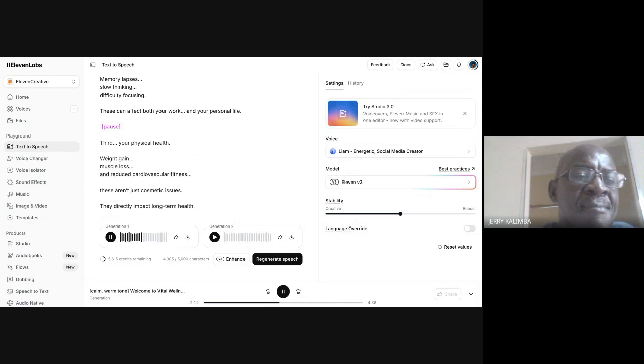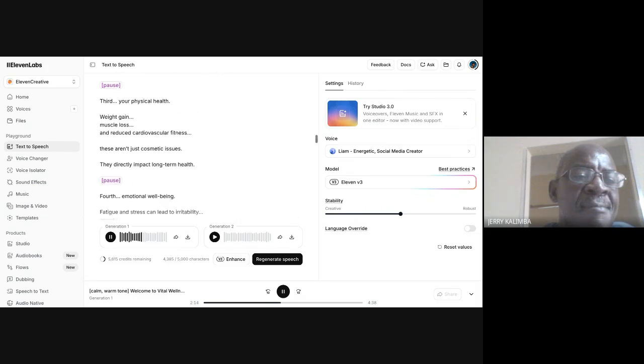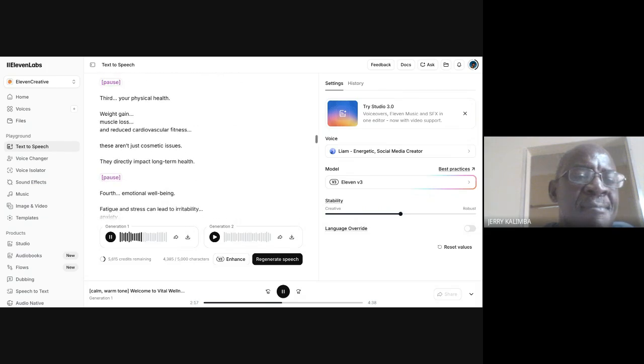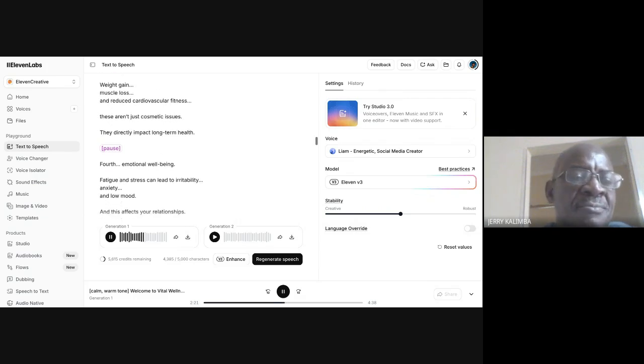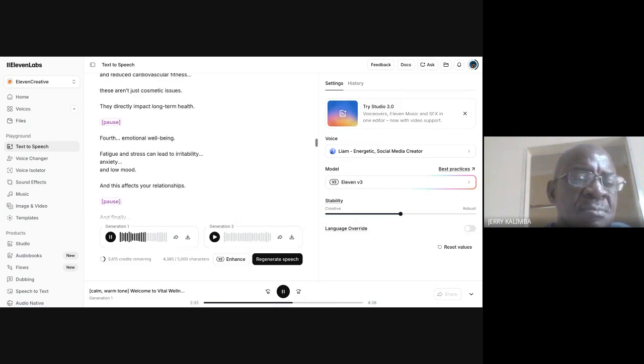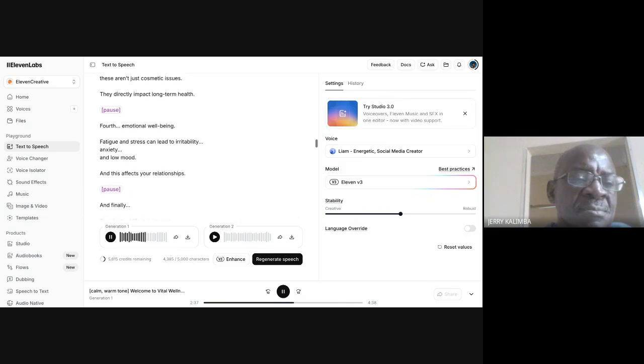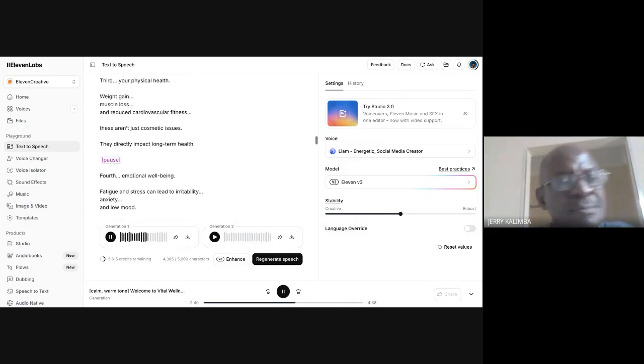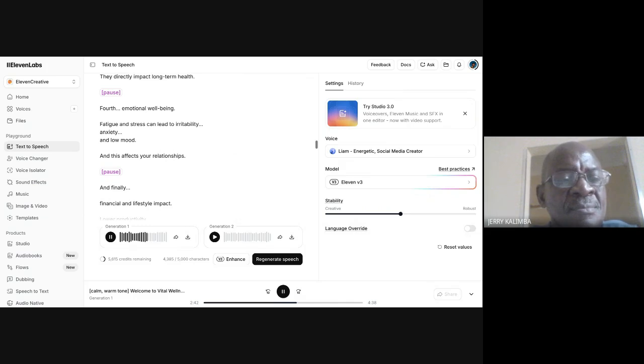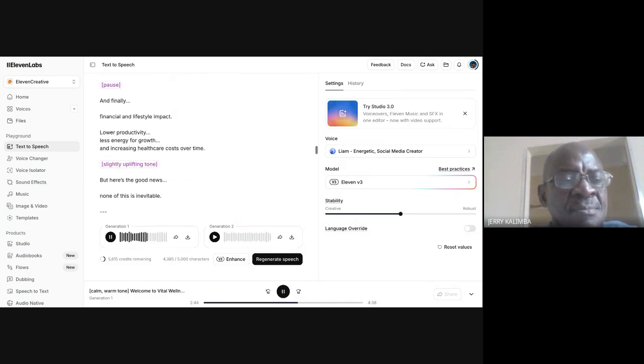Third, your physical health. Weight gain, muscle loss, and reduced cardiovascular fitness, these aren't just cosmetic issues. They directly impact long-term health. Fourth, emotional well-being. Fatigue and stress can lead to irritability, anxiety, and low mood, and this affects your relationships. And finally, financial and lifestyle impact.